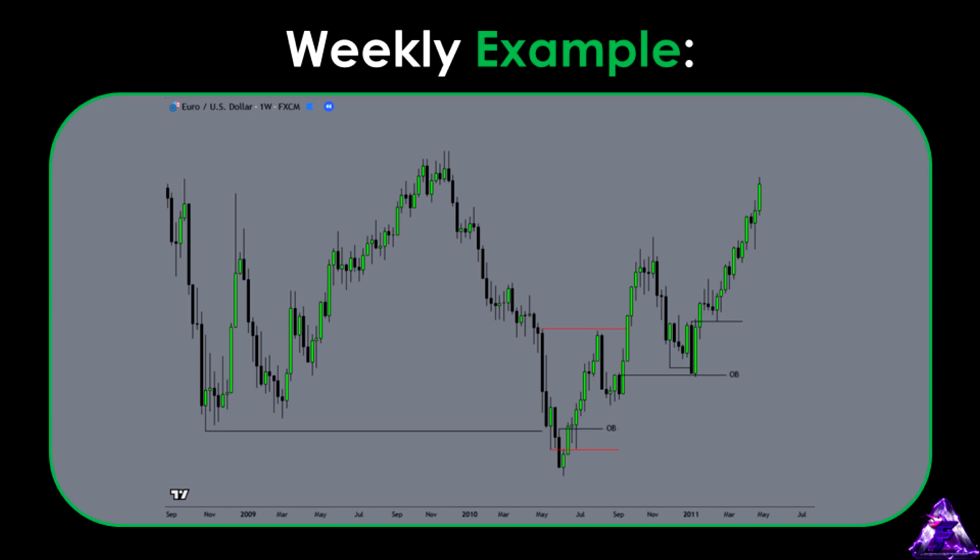By refining the analysis down to the weekly time frame, you can see that once the swing low was purged, an order block formed right here. Price then engulfed this particular candle, which turned into an order block. After testing this level, price expanded higher.